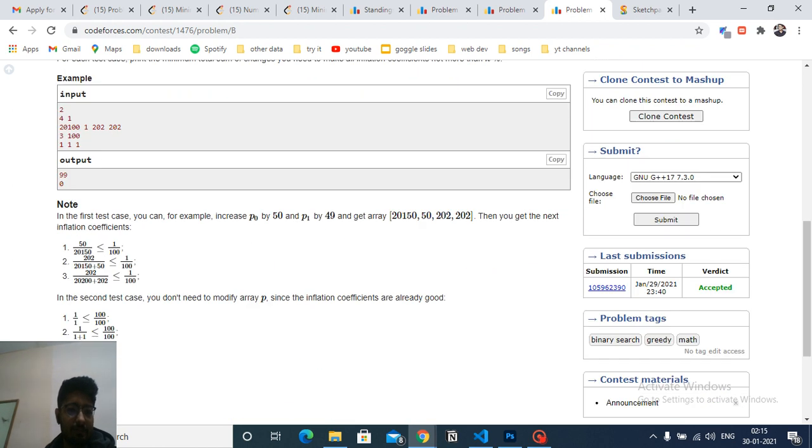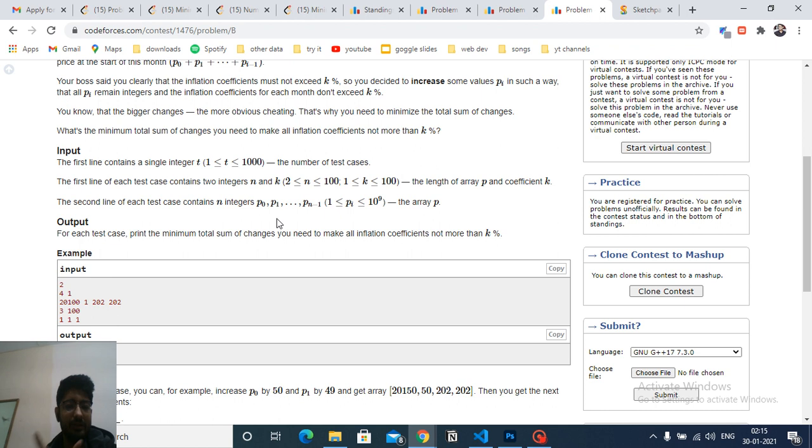As you can see in this example, you have incremented P0 by 50. The initial P0 is this, but you have incremented it by 50, and you have also incremented the second value by 49, so it becomes 50, and the rest are the same. So now this is the new array, and for this array, the inflation coefficient for every month is less than or equal to k, which is equal to 1%. The total increment you have done is 50 in the first value and 49 in the second. The total is the summation of these, which is 99. So you have incremented the array such that the inflation coefficient for the whole array is less than or equal to k, and you have to find the minimum total sum of the changes.